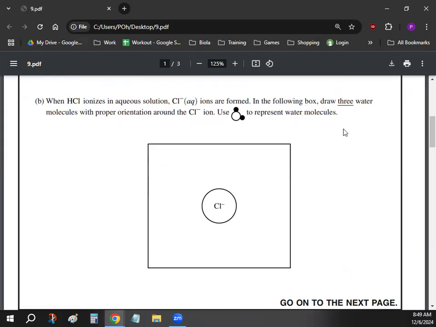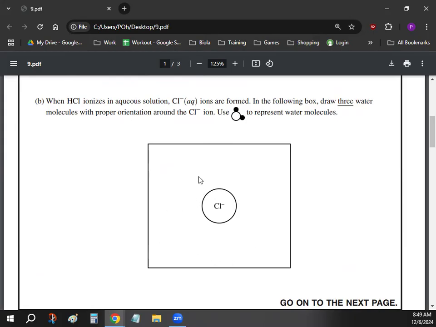And so in this box, they want you to draw 3 water molecules with the proper orientation around the Cl minus ion. And they give you a little, I guess, sideways Mickey Mouse to represent the water molecule. They don't tell you what's hydrogen and oxygen, but obviously you know it's H2O, right? So you figure out what circle represents what element.